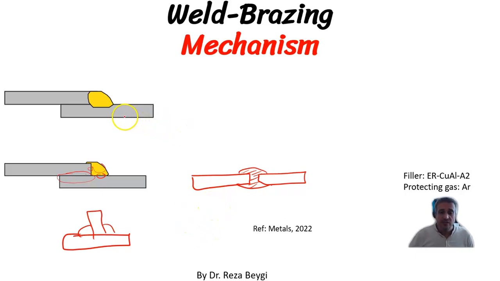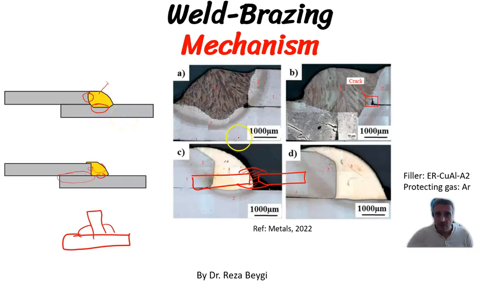And the difference between weld brazing and welding is that in welding we have fusion of the base materials, but in weld brazing we don't have fusion. And the similarity is that we deposit the filler material in weld brazing, like we do in welding. So as two examples, I showed you here the cross section of weld. Here we have a weld, and here we have weld brazing. And you can see here the deposited filler material.